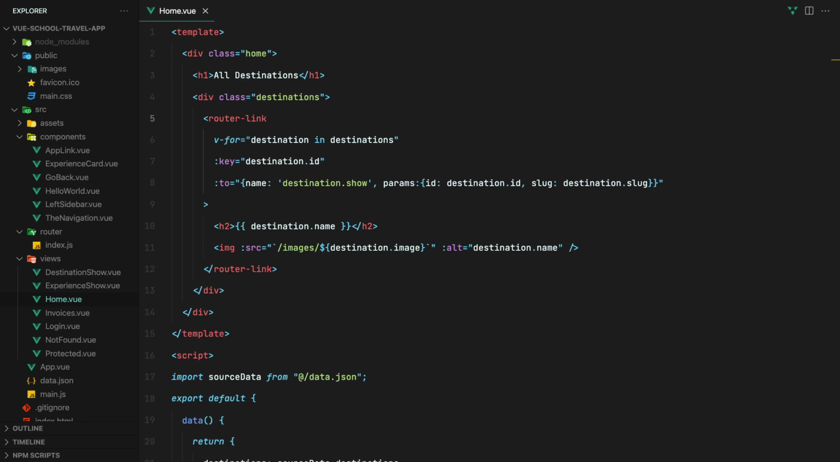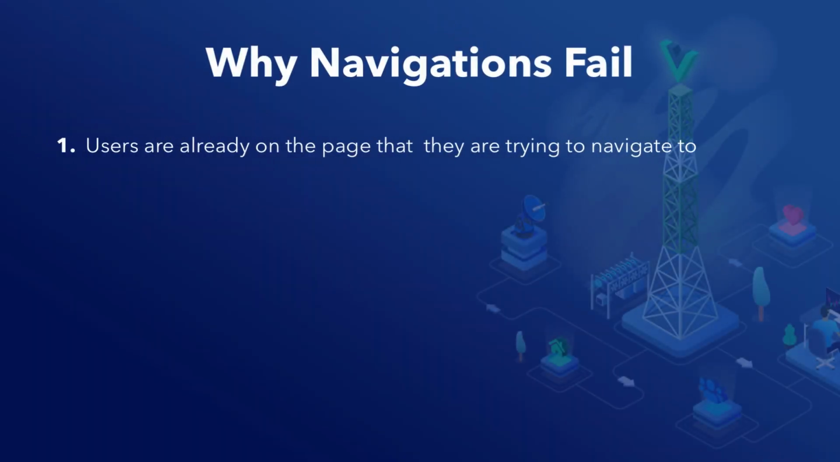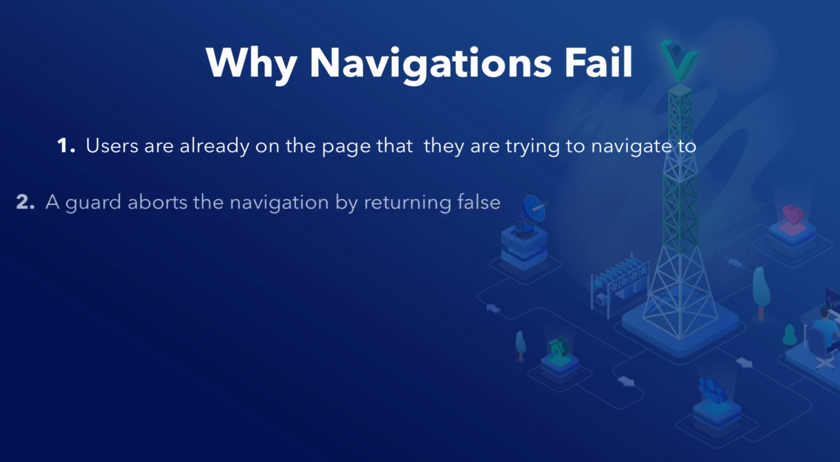Every once in a while, navigations with Vue Router can fail, and there are several different reasons that it could do so. One, users could already be on the page that they're trying to navigate to. This has actually occurred to me a decent number of times. Or, sometimes a route guard aborts the navigation by returning false.